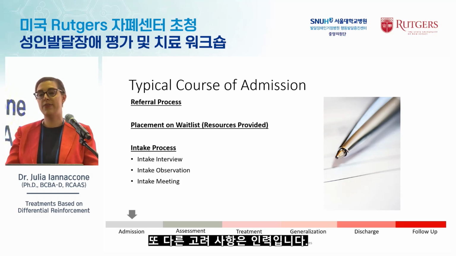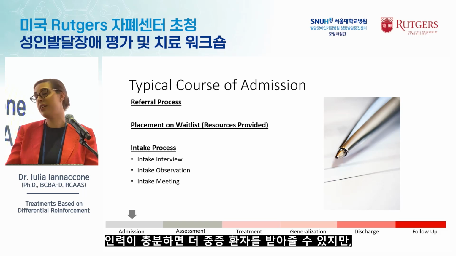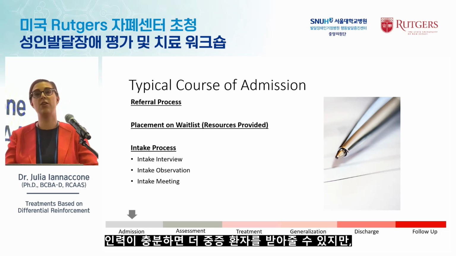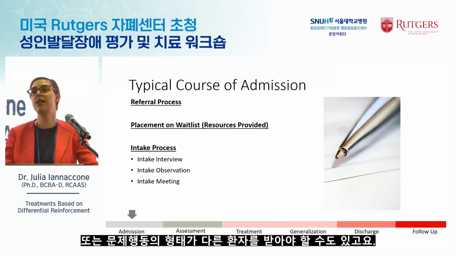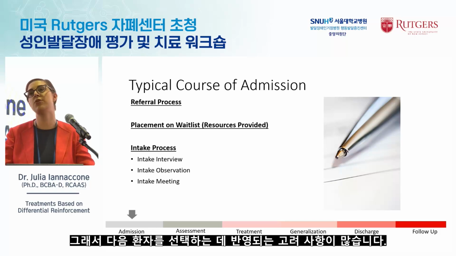Let's see, another factor is staffing. If we're at full staffing, then we can take more severe cases, but if we are understaffed, which is also a real world problem, we might take somebody who's a little bit less severe or engages in a different topography of problem behavior. So all of these factors play into who's the next patient who comes into our clinic.